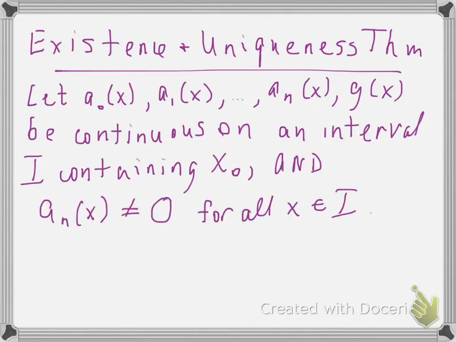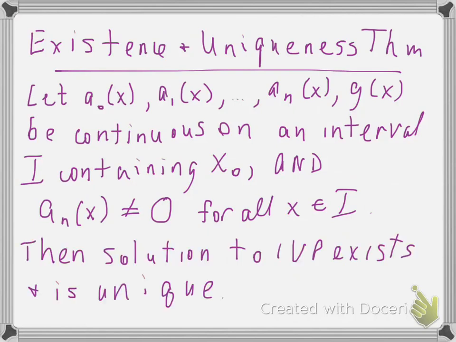And if the highest order coefficient, a sub n of x, is not 0 for all x in the interval I, then the solution to the initial value problem exists and is unique.